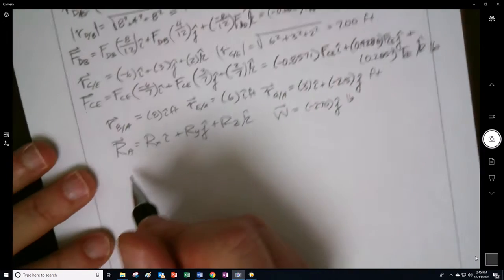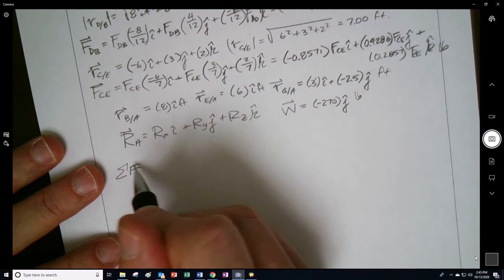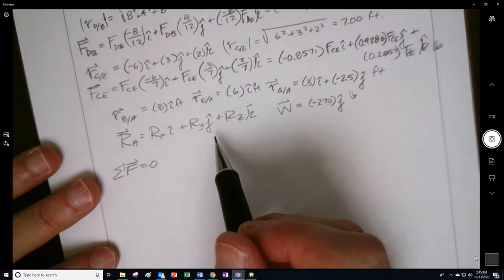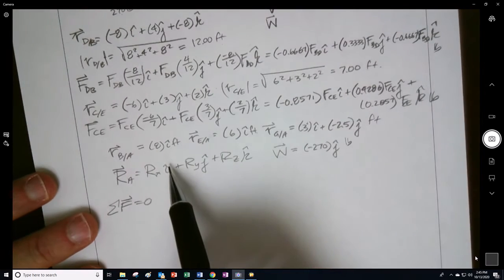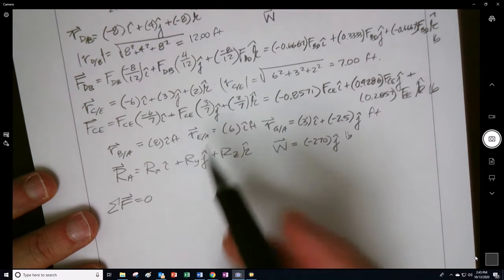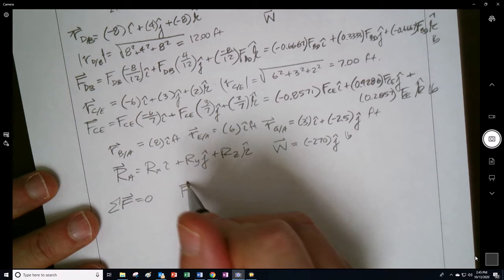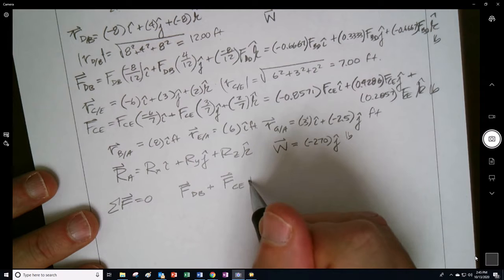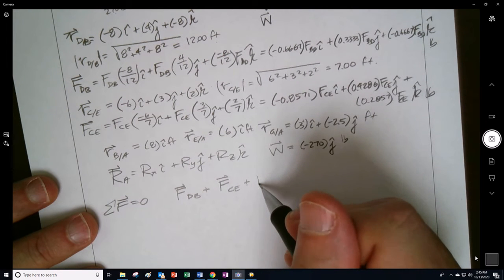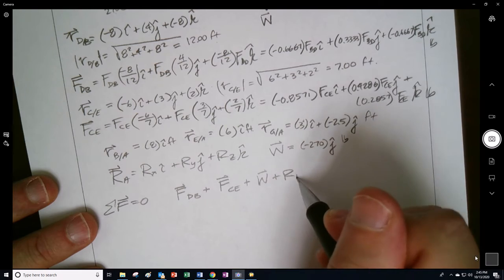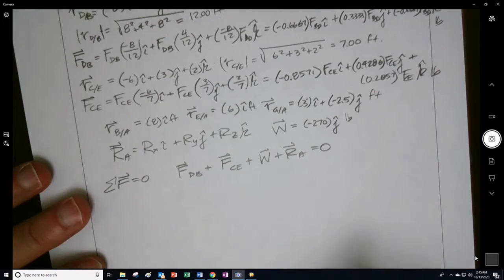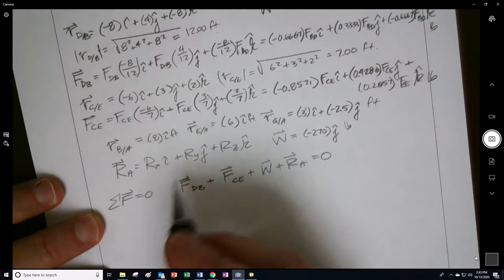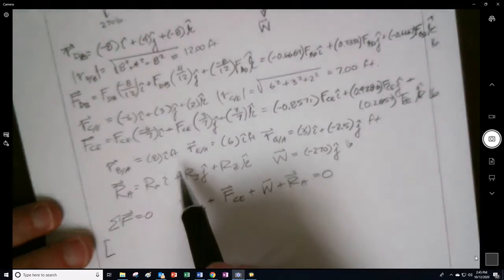So if we take the sum of the forces equal to 0, that's a vector. We want to combine everything we know in the i's. So that's really going to be FDB plus FCE plus W plus RA equal to 0. Those are all the forces that are placed onto this piece right here. But let's combine all the i's in there.